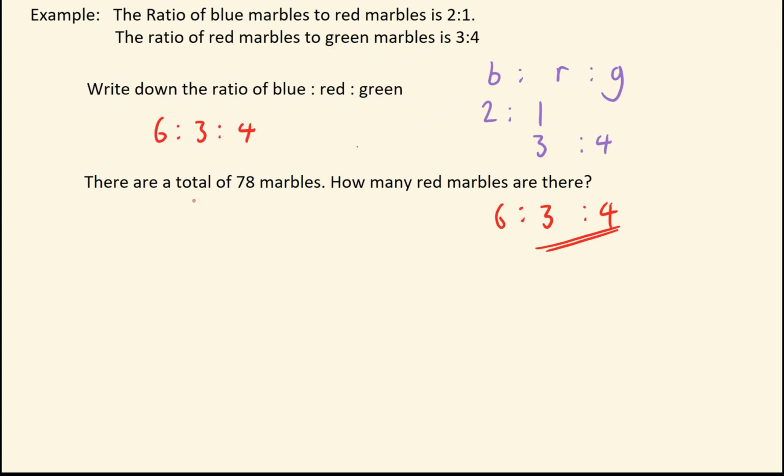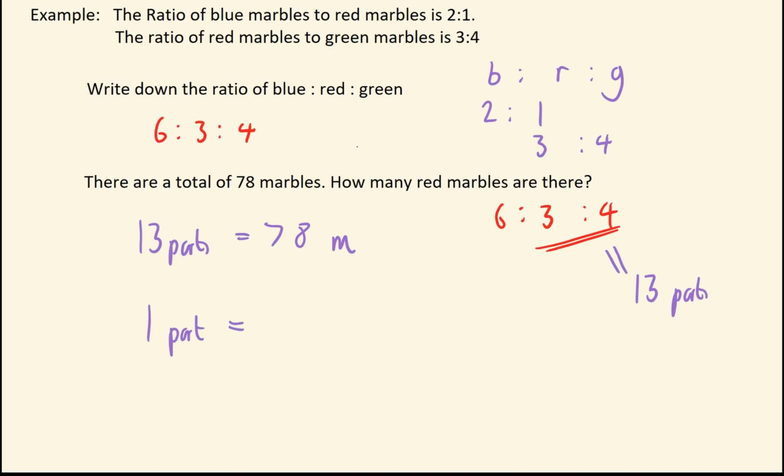This part you are asked though: there are a total of 78 marbles, so how many red marbles are there? Whenever you've got a total, you also want to work out your total number of parts. So it's 6 parts to 3 parts to 4 parts. If I add those together, 6 plus 3 plus 4, that gives me a total of 13 parts. So if I know that 13 parts equals 78 marbles, I can divide it by 13 to work out what 1 part is worth.